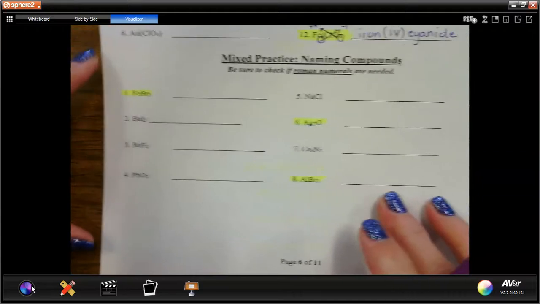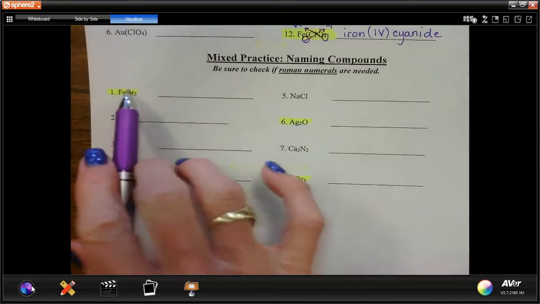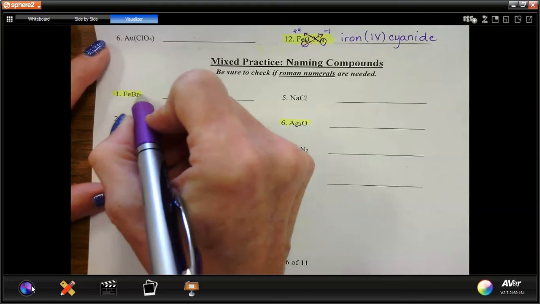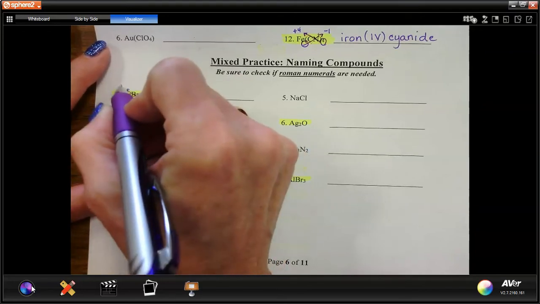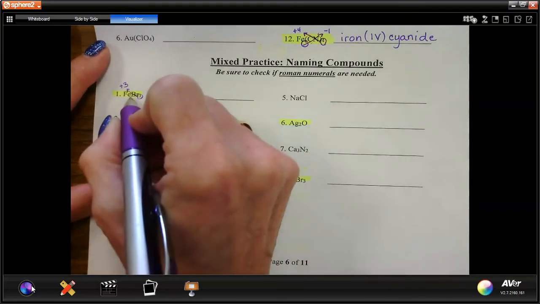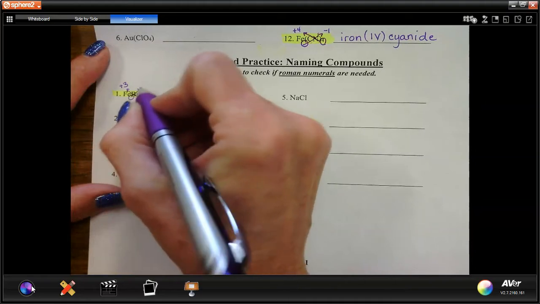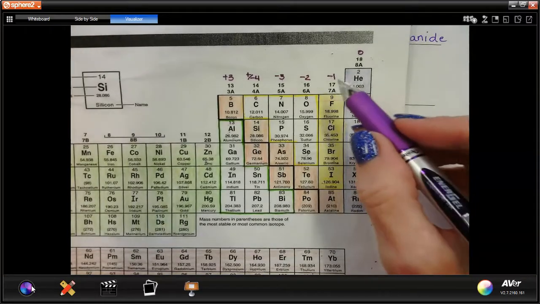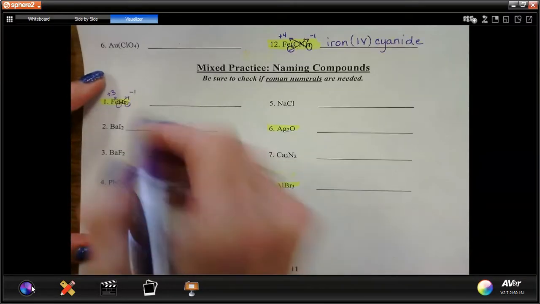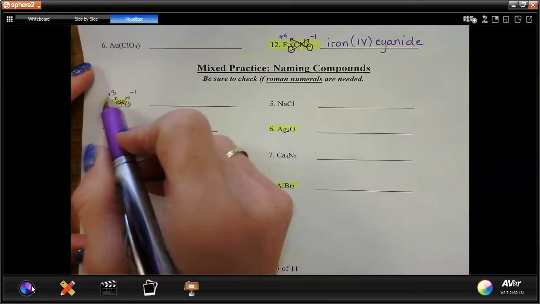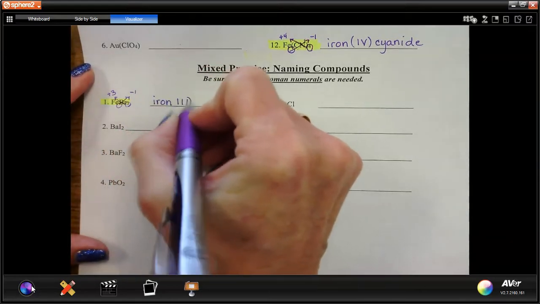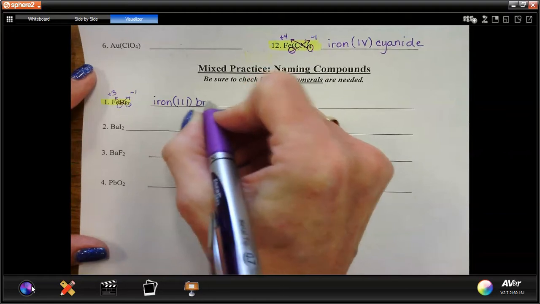Okay, let's try these that are kind of mixed up. Okay, we just named iron, so we know that iron is a transition metal. So I need to uncrisscross that 3. Put it up here as a +3. There's no number there, so we assume it's what? -1. So we'll find bromine. There's bromine. Bromine has a -1 oxidation number. So that means that's right. So that means the +3 is right. So this is going to be iron(III) bromide.